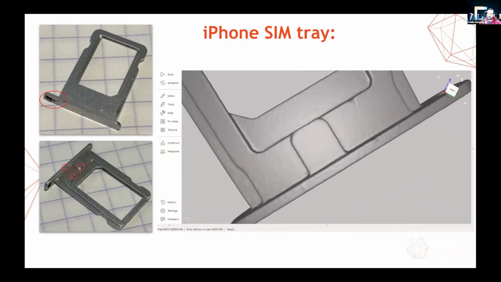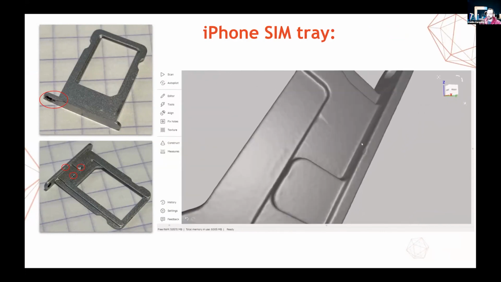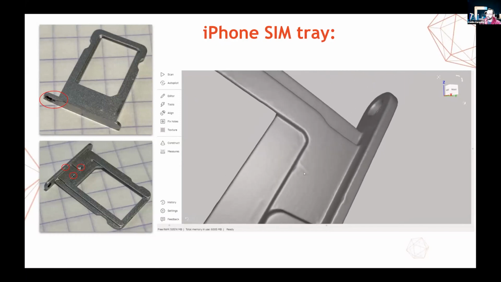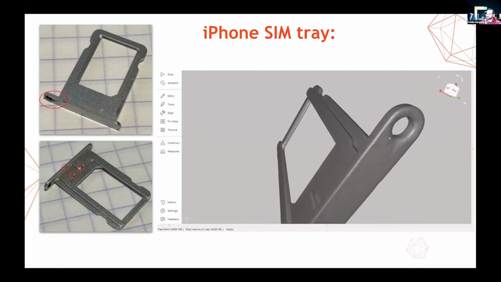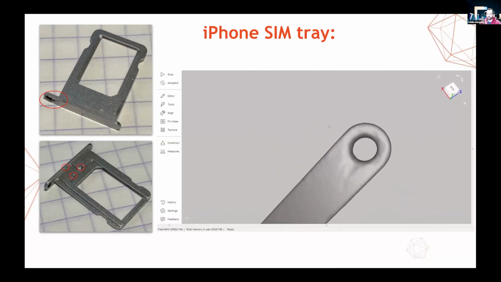And then if you look closely in the video, you'll see me point out those defects with the mouse. So here's one, and then here, and then here are those scratches around the ejector hole.